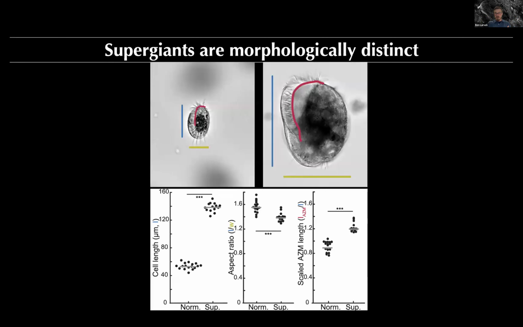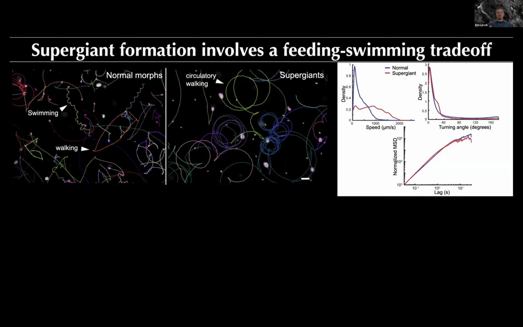Okay, so there is this morphological change that these cells exhibit. Normal morph compared to a supergiant. These are quantifications of different morphological aspects of the cell. Obviously, the cells are much longer. This is aspect ratio, so the supergiants are boxier. They also have this extended adoral zone of membranelles. So they actually are extending a portion of the cell to accommodate these larger prey items that they feed on predatorily. Okay, so in addition to this morphological difference, this change in cell size and shape, we have behavioral differences that are quite striking.